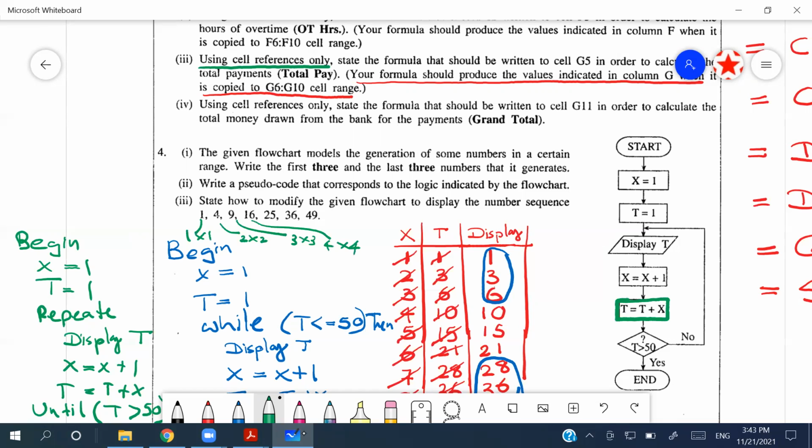How is it going to be changed? T equals x into x. So first of all, x is going to be 1, so it will display 1. Then x will increase to 2, so t is 2 into 2, that means 4. So now t is 4, it is not larger than 50, so it iterates and shows the display.